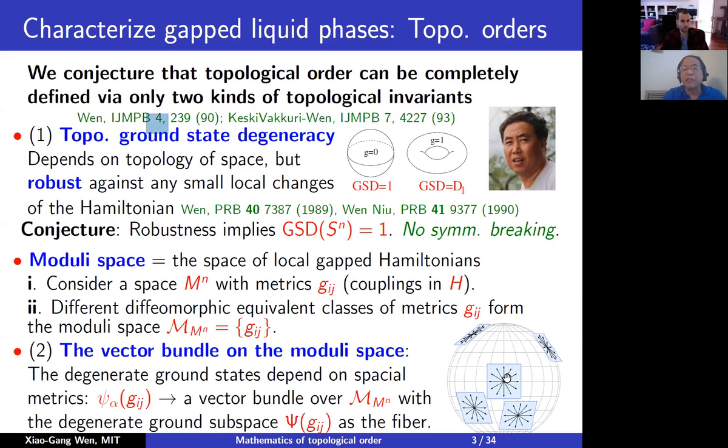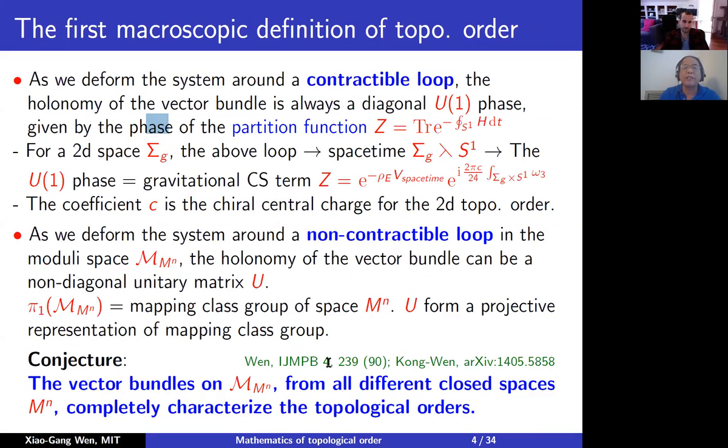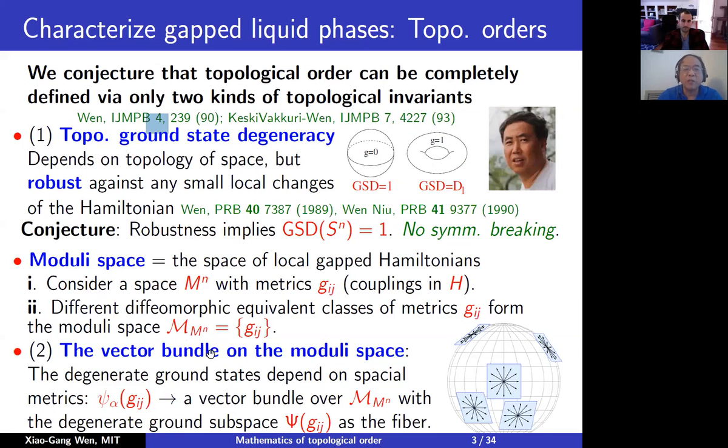And the dimension of the vector bundle is the ground state degeneracy we just mentioned a moment ago. But the vector bundle certainly contains more information than this ground state degeneracy. Okay. So this vector bundle on the moduli space is a full characterization of the topological order. So basically we say that this vector bundle really defines topological order, or defines this many-body entanglement, or if you like, defines the topological quantum field theory. Basically, this is something we want to study.